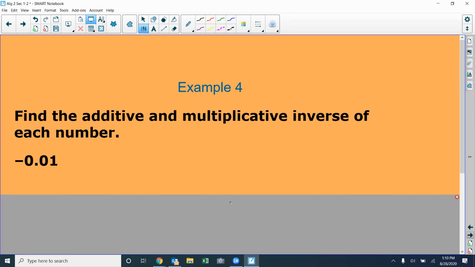Decimals can be a little bit tricky though. You might want to write this as a fraction. What would this be as a fraction? 0.01 as a fraction would be 1/100th, of course it is a negative number. There we go. And we can handle that, I think. All right, let's move on.